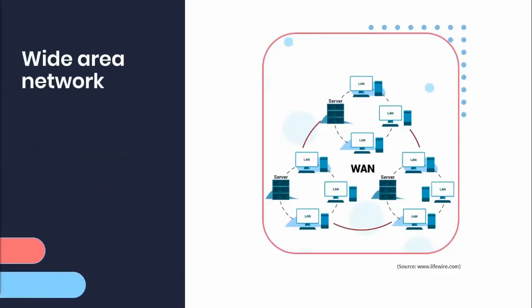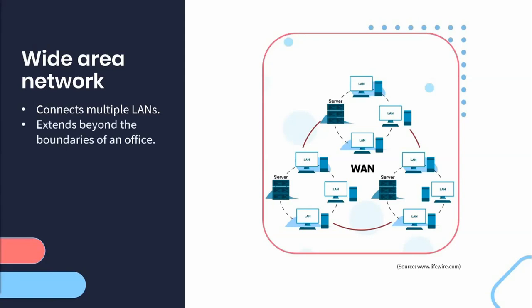Next up, we have a WAN, or a wide area network. And a wide area network essentially connects multiple LANs, as seen in the architecture over here. What we have is multiple LANs, or three LANs, being connected by one massive WAN. A WAN extends beyond the boundaries of an office space, for example. A WAN can connect multiple buildings over various distances and locations. And this is ideal for enterprise scale networks.